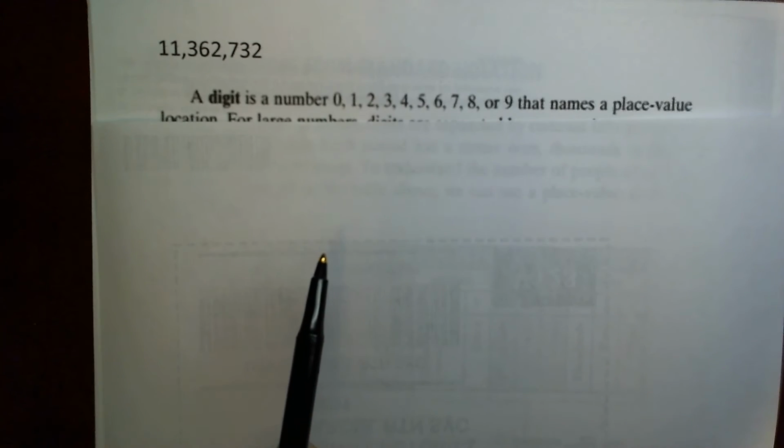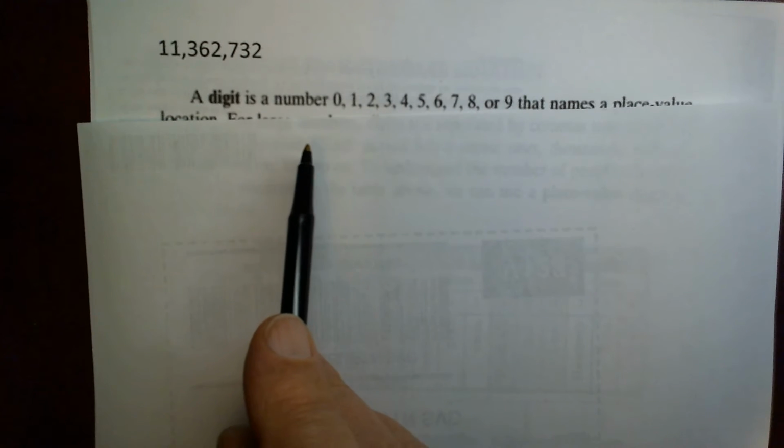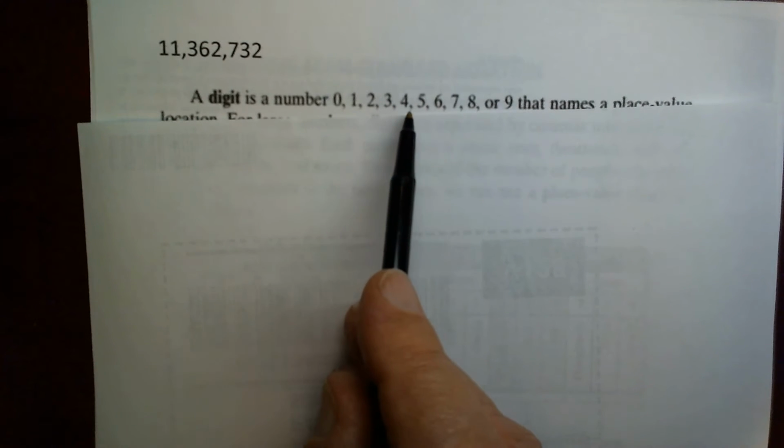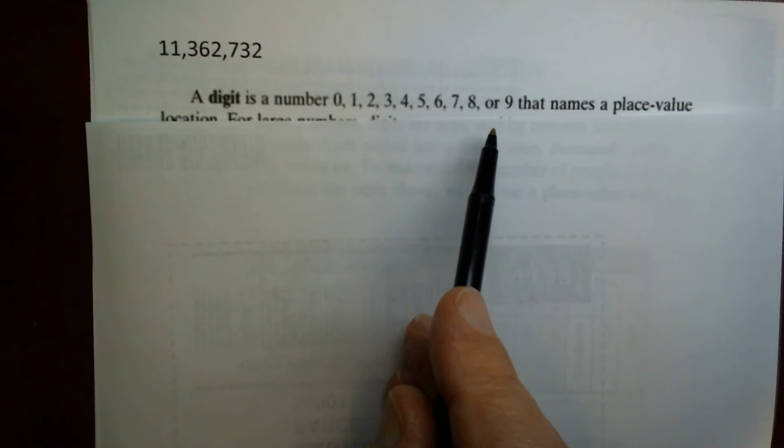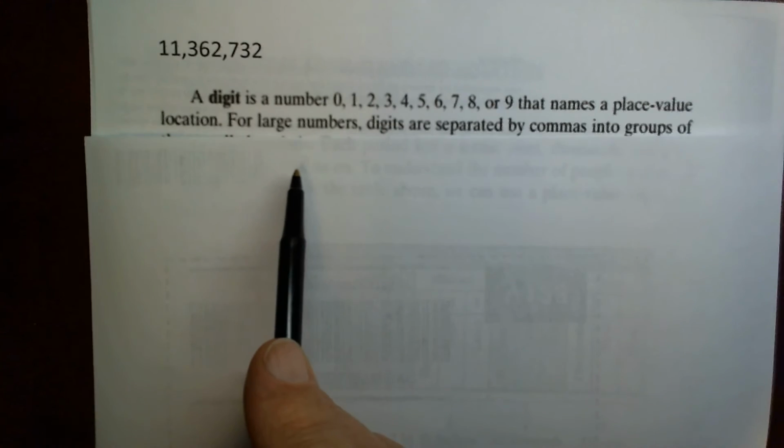When you look at a number like this, you notice that the 1 appears twice, and so does the number 2 and the number 3. But you also know from past experience that where they are, the 3 here and the 3 there, has different meaning. And so we talk about digits, which are the numbers 0, 1, 2, 3, 4, 5, 6, 7, 8, or 9, that name a place value location.